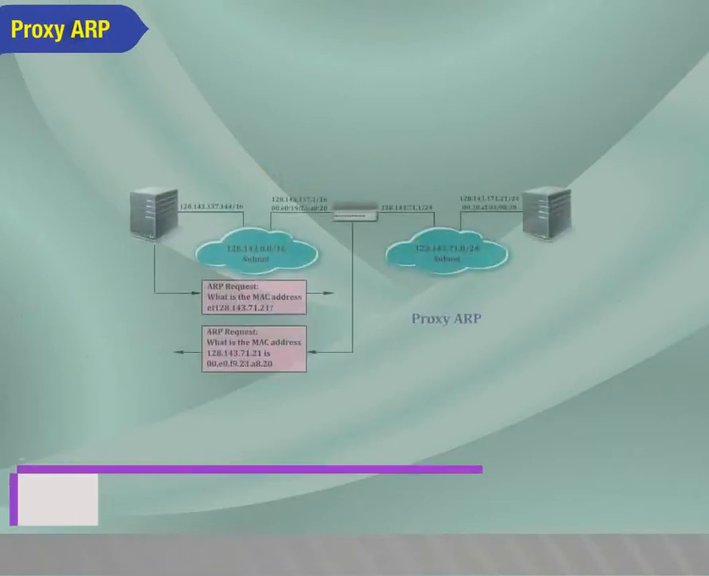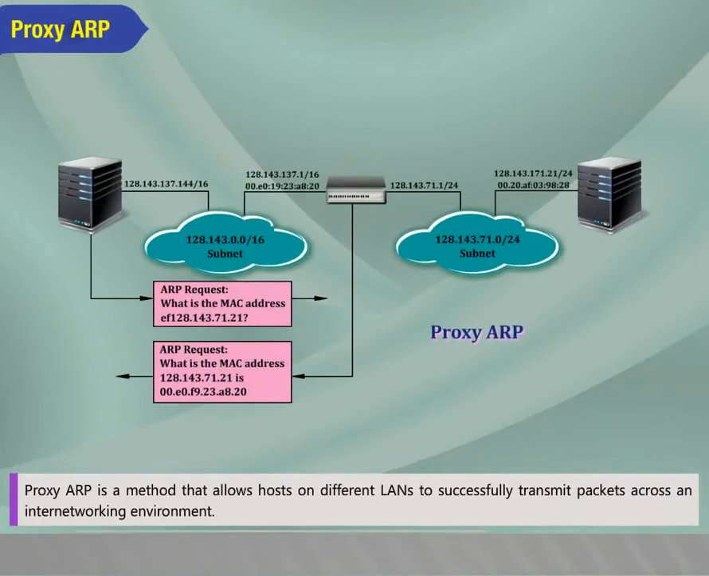Proxy ARP. Proxy ARP is a method that allows hosts on different LANs to successfully transmit packets across an internetworking environment.